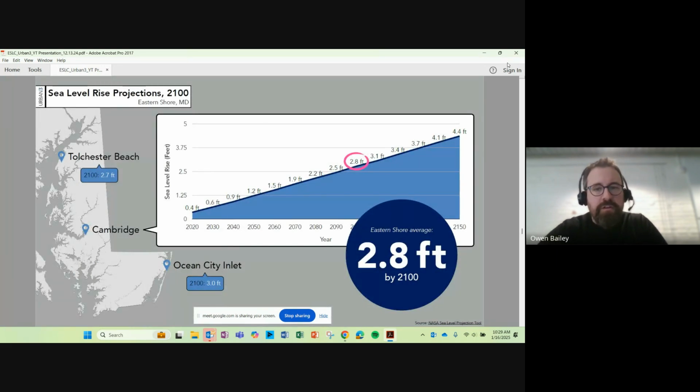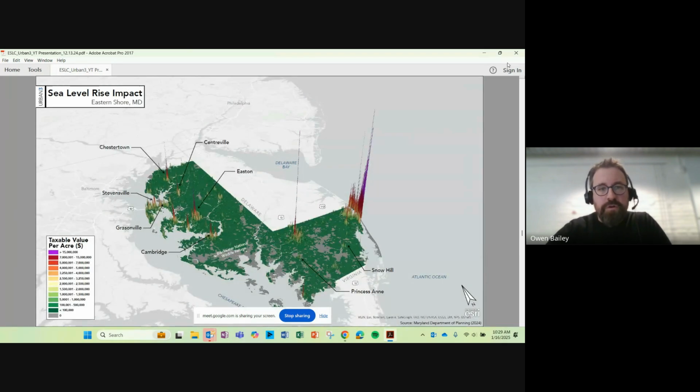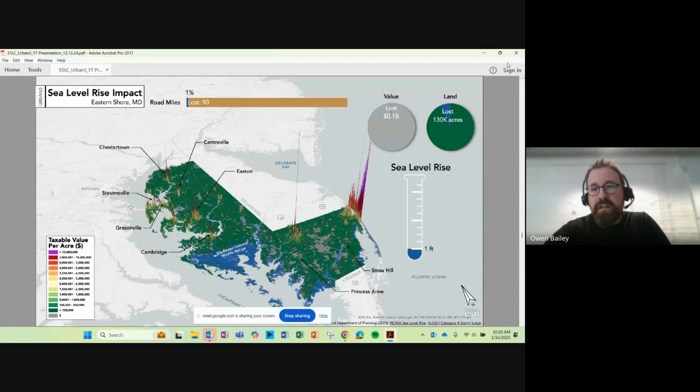So we asked Urban3 to look at an average of about 3 feet of sea level rise throughout the Eastern Shore. And this is what we found. At 1 foot of sea level rise, you're losing approximately 130,000 acres of land at $0.1 billion in value, and about 1% of our miles of roads. At 2 feet, that increases to about $500 million. And then at 3 feet, it jumps to $2 billion of property tax values lost.